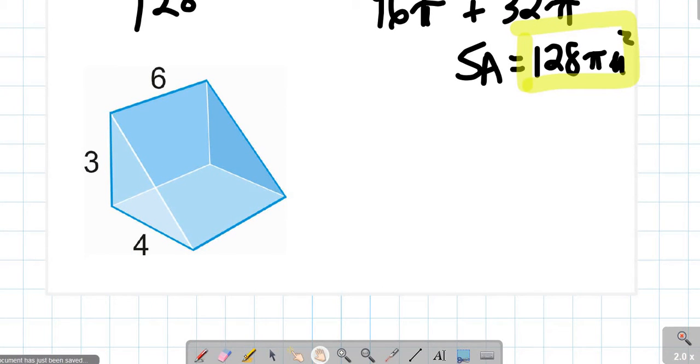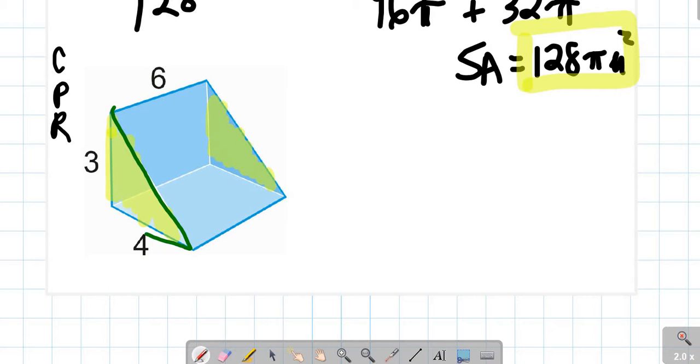All right, shade, trace, perimeter, base. So we start by shading our bases. Remember CPR, two of them, they're congruent, parallel, connected by nothing but rectangles. So those two yellow triangles are connected by three rectangles. They're congruent and they're parallel. So shade, trace.